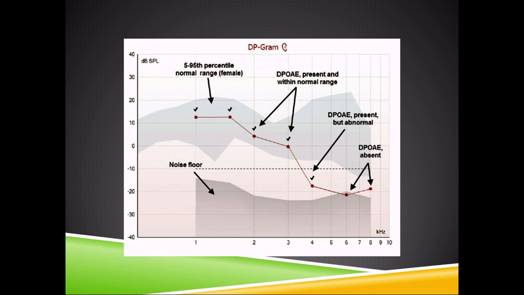You can also see quite clearly that from 1000 to 3000 hertz, the OAEs are within the normal range. They're present and they're within the normal range. At 4000 hertz, it looks like it might be present, but it's certainly not in the normal range. Whether or not it's present would depend on the actual amplitude value. And then at 6 and 8000 hertz, the DPOAE is absent, and anytime it's absent, it's obviously abnormal.